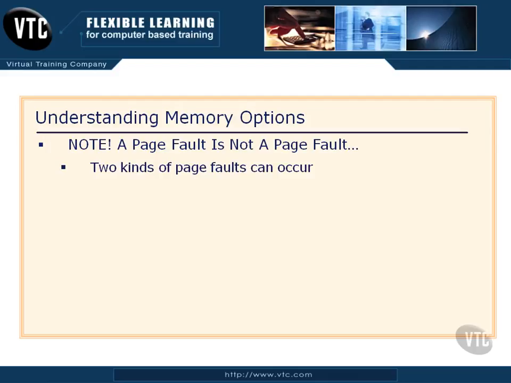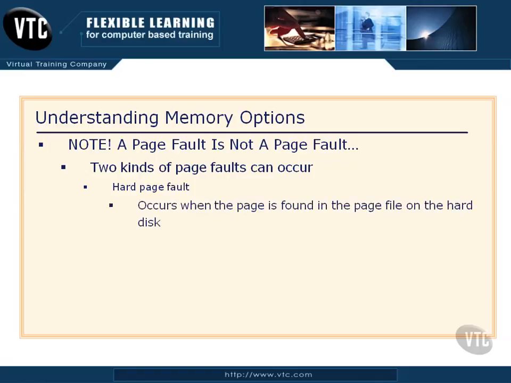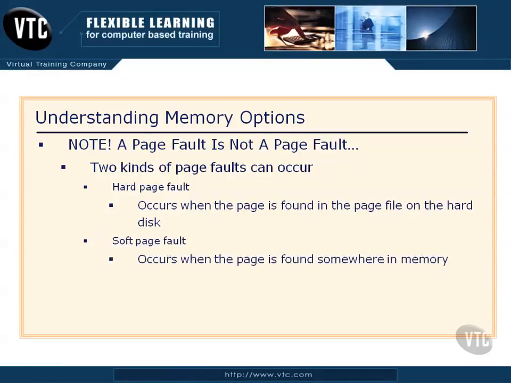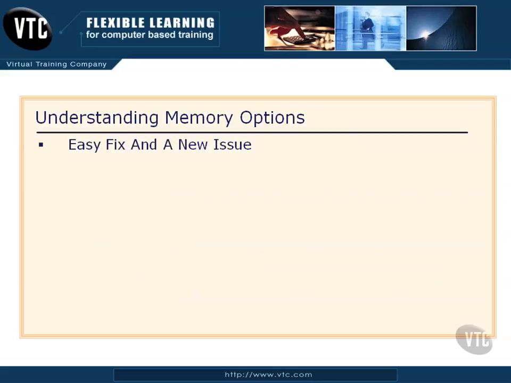There are two types of page faults that can occur. The first one is the one that we're really worried about, a hard page fault. This occurs when the page is found in the page file on the hard disk, so we've had to go out to the hard disk. A soft page fault occurs when the page is found somewhere in memory. Notice that, in memory. So soft page faults have much less impact than hard page faults have. That's something we want to be aware of. When we look at Performance Monitor, it's going to report page faults, and it's not going to distinguish between hard and soft page faults, so you need to keep that in mind.